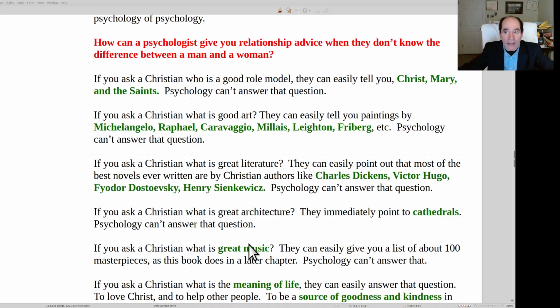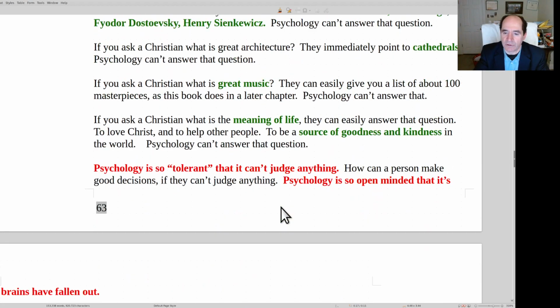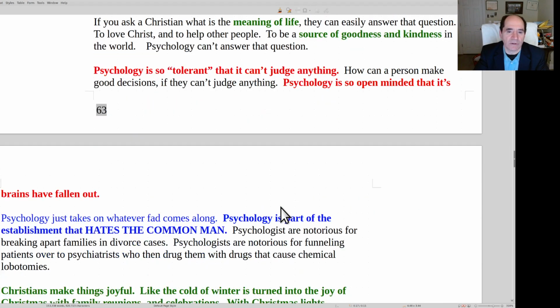Masterpieces. Not even great. Masterpieces, okay? If you ask a Christian the meaning of life, they can easily tell you the question. Love Christ and help other people, okay? Take up your cross and do the best you can on this earth. Be a source of goodness, be on the side of goodness, all right?